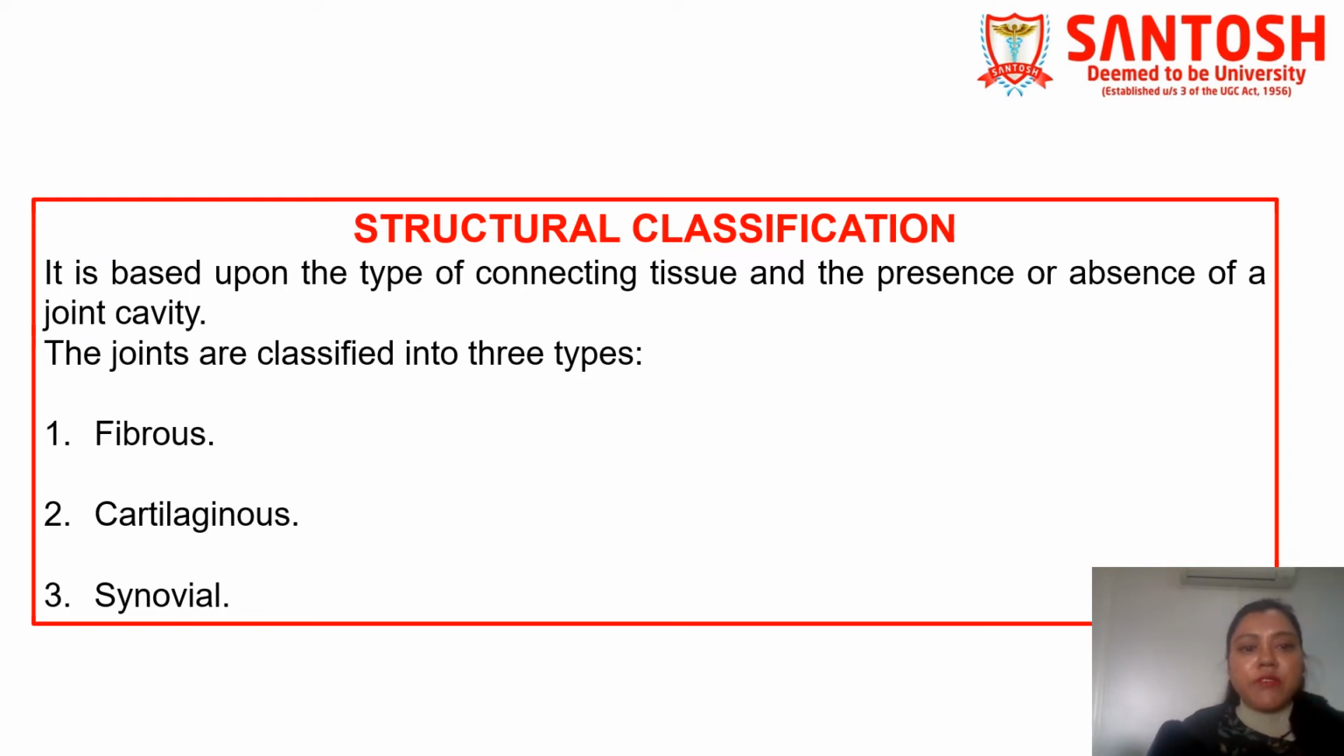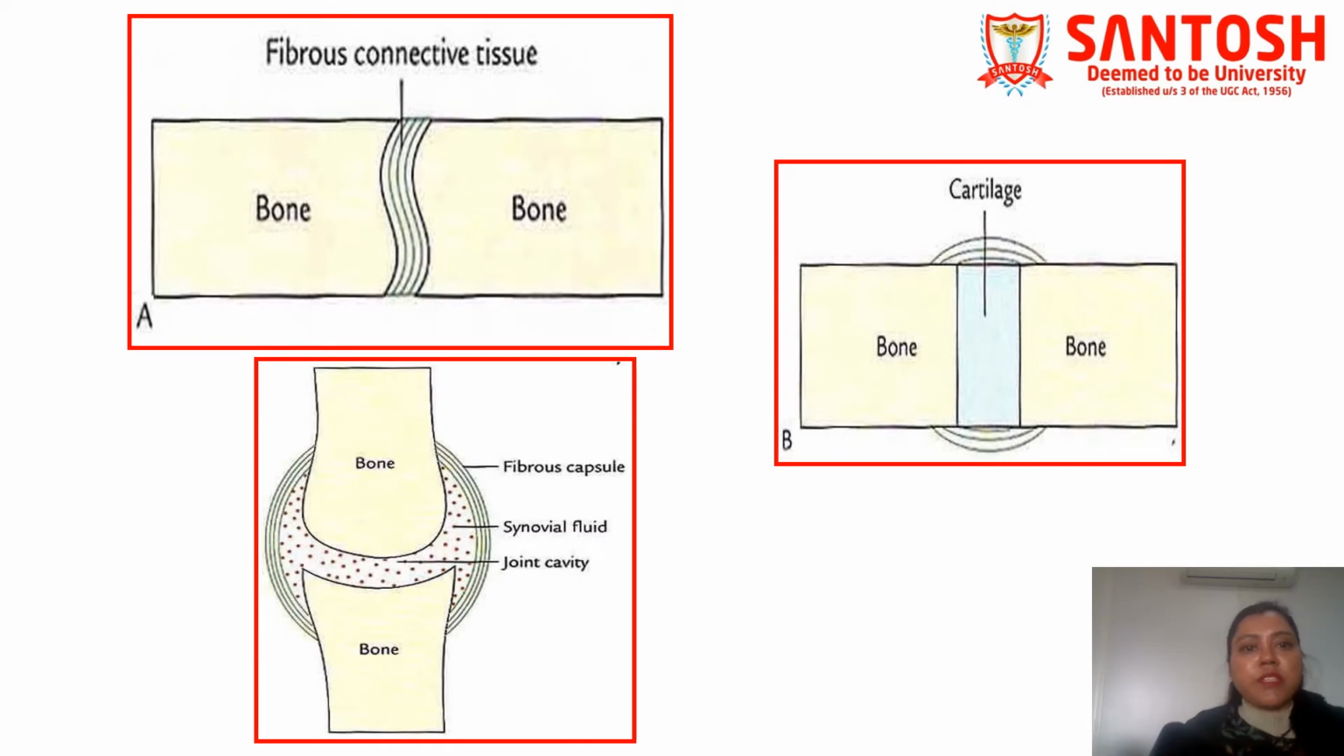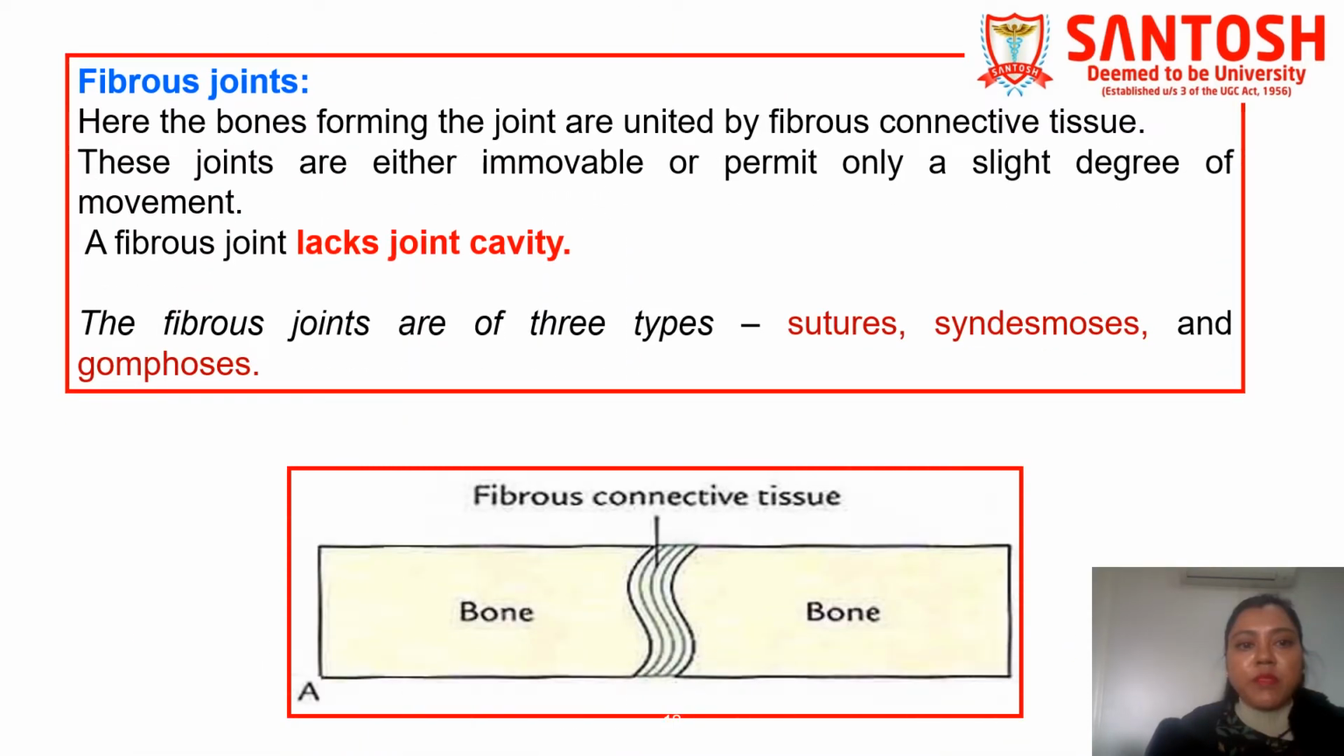So in structural classification, we have fibrous, cartilaginous and synovial. Depending upon the type of connective tissue present between the joint, fibrous connective tissue between two bones is seen in sutures. Cartilage between the two bones is seen in amphiarthrosis or the secondary cartilaginous joint. In the synovial type, between the two bones there is a synovial cavity filled with synovial fluid and covered by a fibrous capsule.